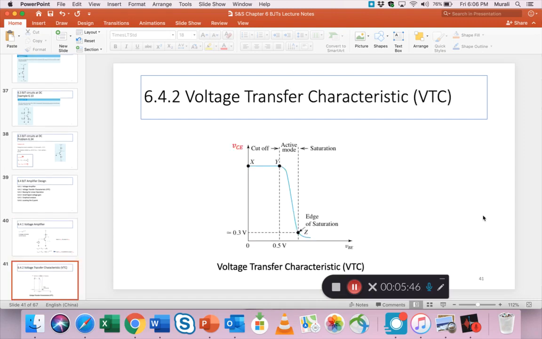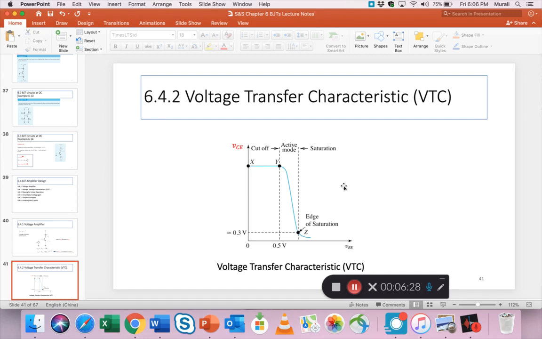I'm going to move on to slide 41, and here we are introduced to a graph called the VTC, or the voltage transfer characteristic. This is pretty neat because the output is on the y-axis and the input voltage is on the x-axis. So you have a straight relationship between the input and the output, right? And you can see that there's a bit of an exponential curve here, and then you have these areas called the active, the cutoff and the saturation that you have already been exposed to.